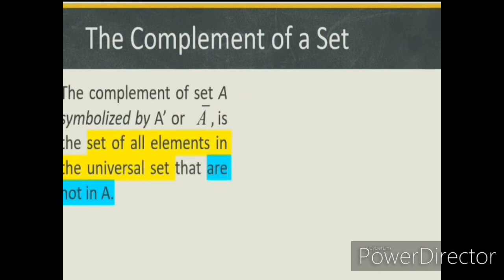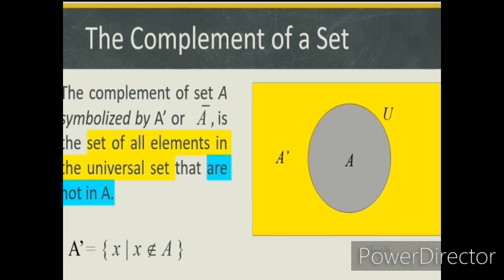The complement of a set. What is the complement of a set? The complement of set A, symbolized by A prime or A with a bar on top, is the set of all elements in the universal set that are not in A. Based on the drawing, the yellow shaded part would be the complement of set A.